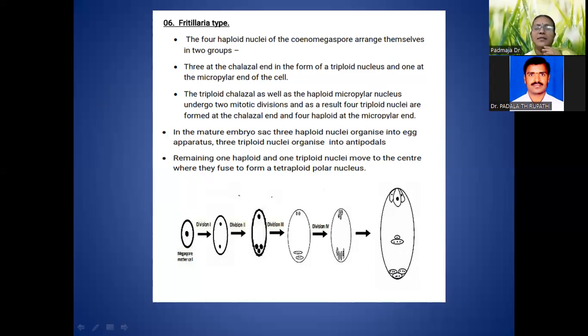So at last, the embryo sac consists of 16 nuclei. Of the 16 nuclei, 3 are present at the micropylar end, 4 are present at the center and 9 are present at the antipodal. In this 9, each one is considered as a triploid. One triploid, two triploid, three triploid. Each triploid consists of 3 nuclei, 3 into 3. It means total 9 are present here. So here the triploid structure of cells is present in the Fritillaria.